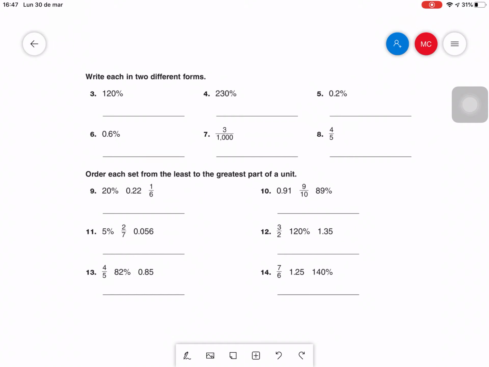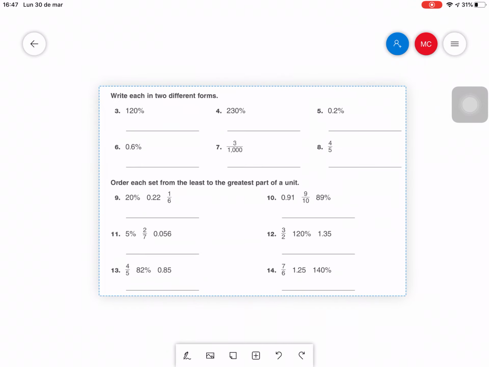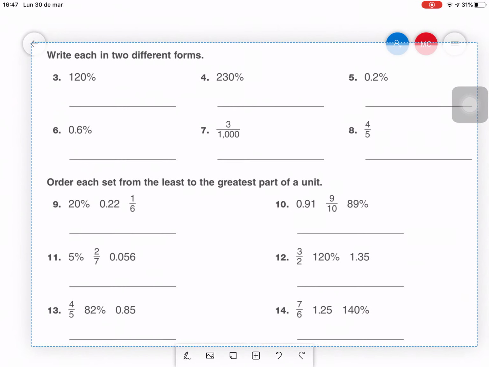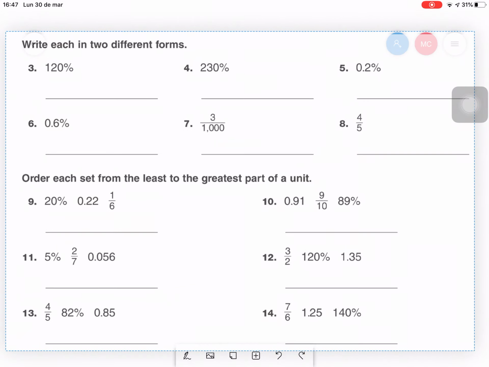Today we're gonna work with comparing and ordering fractions, decimals, and percentages, okay? First, let's warm up a little bit with the first exercise that says write each in two different forms. The first one says 120%, and you are asked to write that down in two different forms.